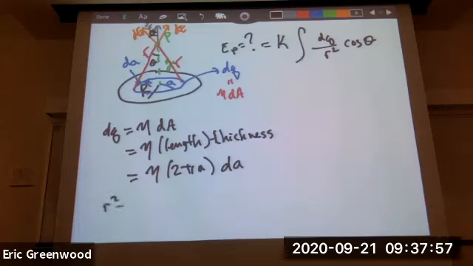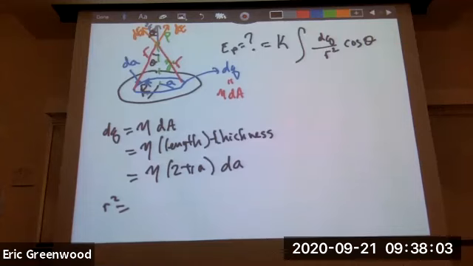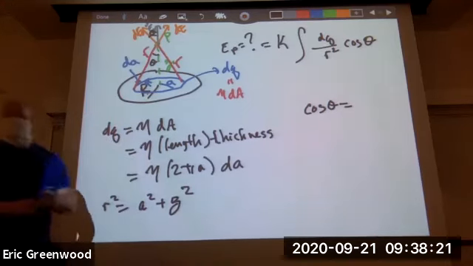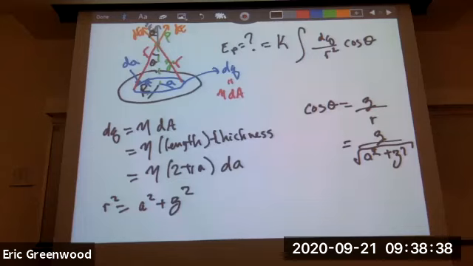R squared is going to be equal to, again by the Pythagorean theorem, a squared plus, sorry, plus z squared. There we go. So this is my r. Finally, cosine of theta, as before, is going to be equal to the adjacent side. According to this angle here, the adjacent side is simply z divided by the hypotenuse, which is r. So it's going to be z divided by r, which is then z divided by the square root of a squared plus z squared. Okay?